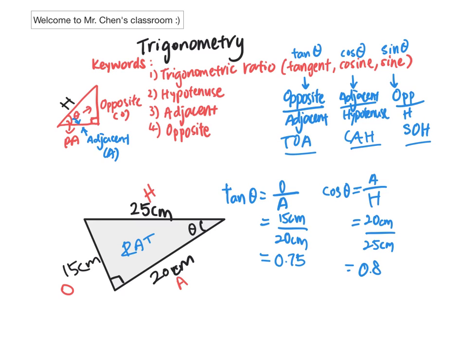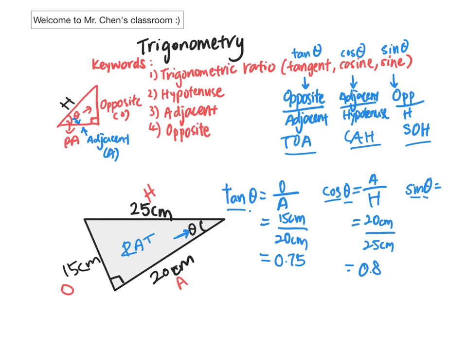And lastly, we have sine theta. Bear in mind, cos theta, tan theta, and sine theta all refer to that reference angle. It pretty much means what is the ratio of tangent from that angle specifically. So obviously you have to know your opposite, your adjacent and your hypotenuse to be able to work that out.